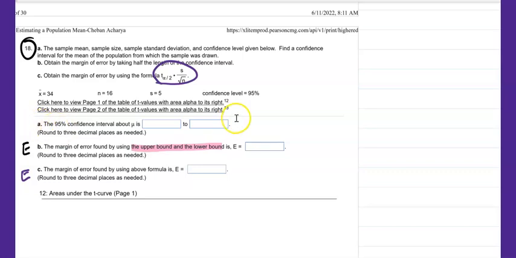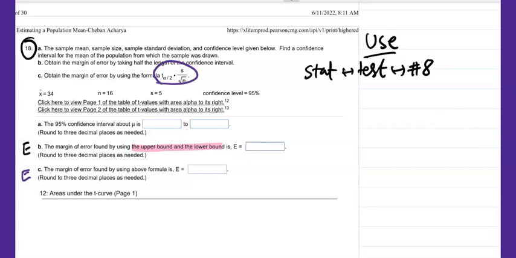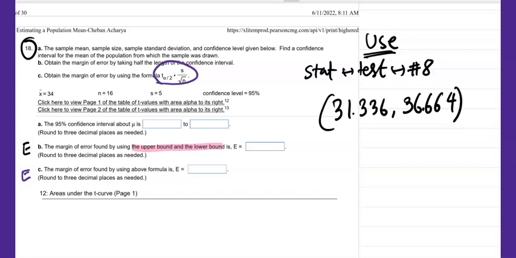For part A, you have to find the interval. Again, I'm not going to work out the interval, I'm just going to write what I get in the calculator. I pause the video, find the interval and write the answer. Okay, I found the interval using test number 8, and the interval is 31.336 comma 36.664, rounded to 3 decimal places. That's my part A answer. Now this is the lower bound, this is the upper bound.